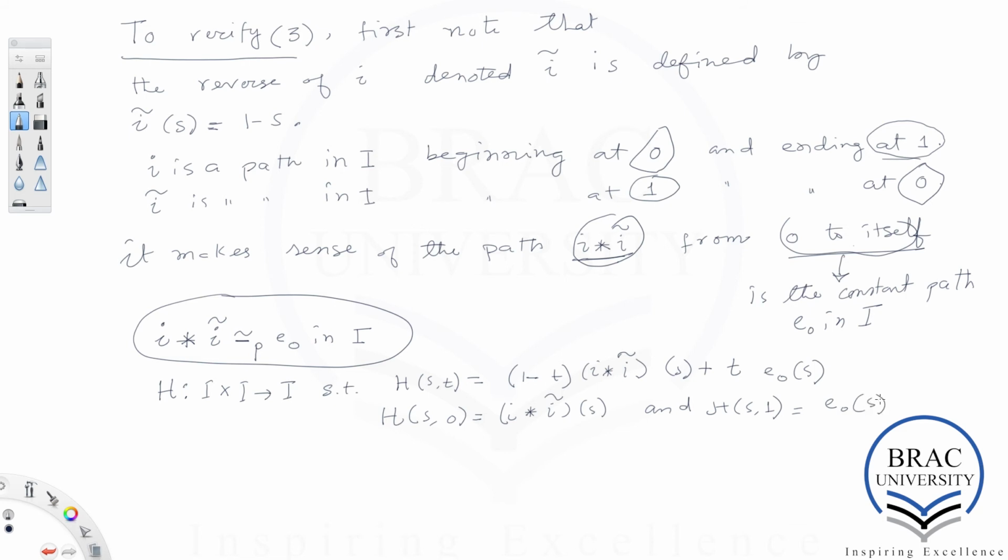Okay, and we got to check the other two extremes. h of 0 comma t is going to be 1 minus t times i star i twiddle at 0 plus t times e0 of 0, and this is going to be equal to 1 minus t times, what is i star i twiddle at 0?